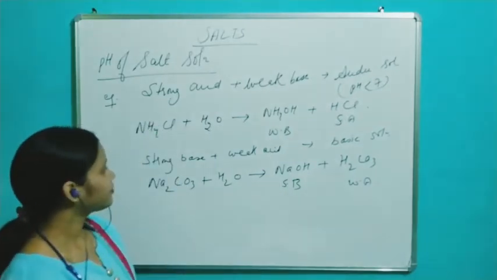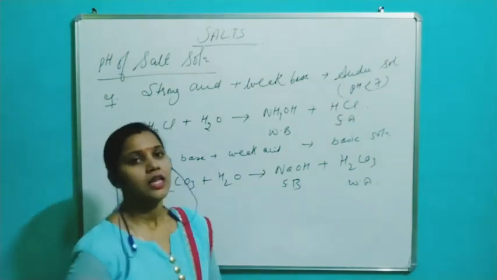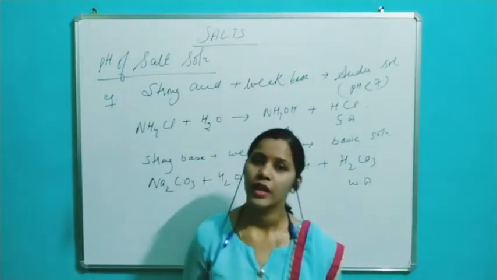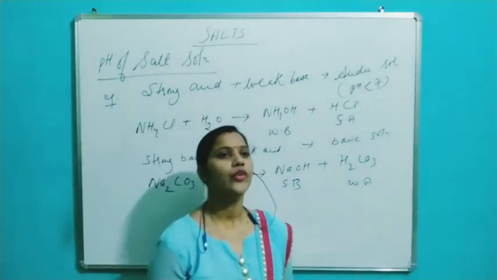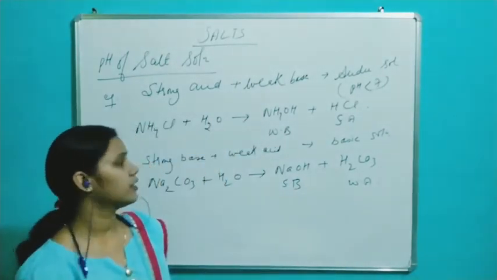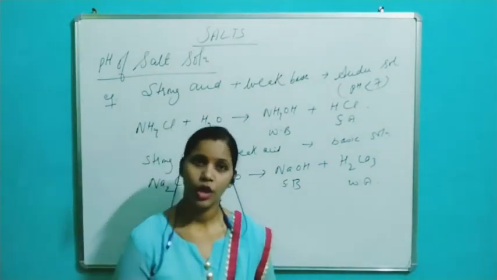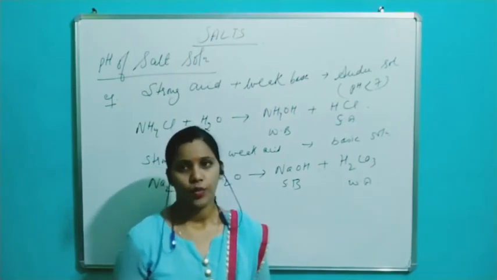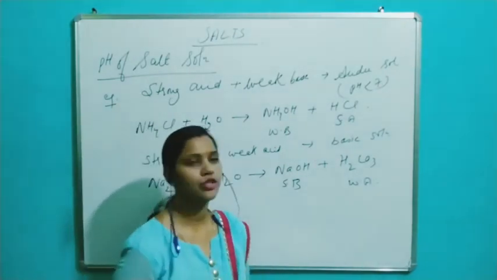So this is clear from the example that the salts are acidic solutions: the salt of a strong acid and weak base gives an acidic solution, and the salts of a strong base and weak acid give basic solutions. Alright. Next we are going to learn about the common salt, how common salt is formed.